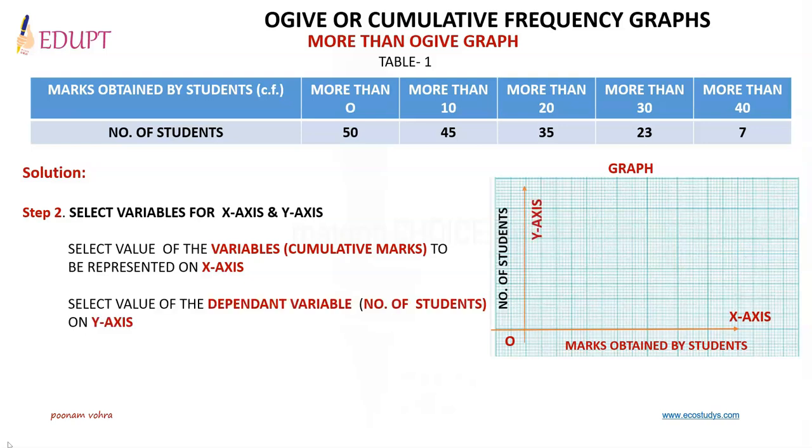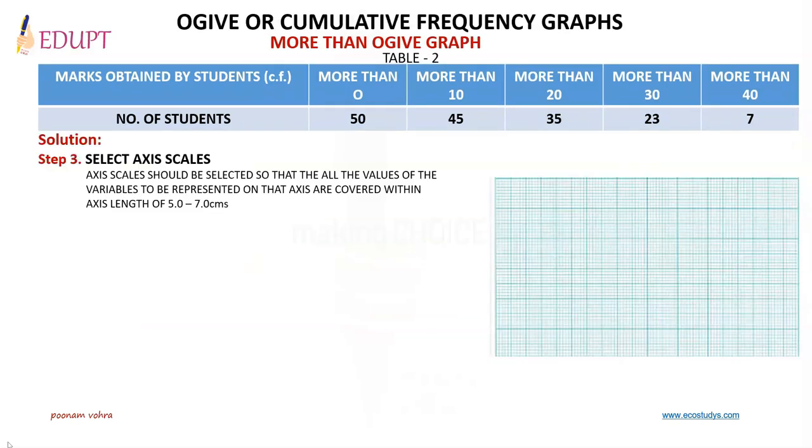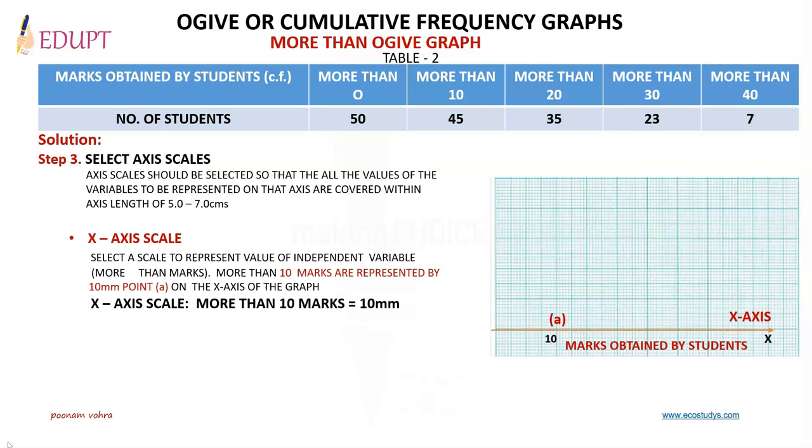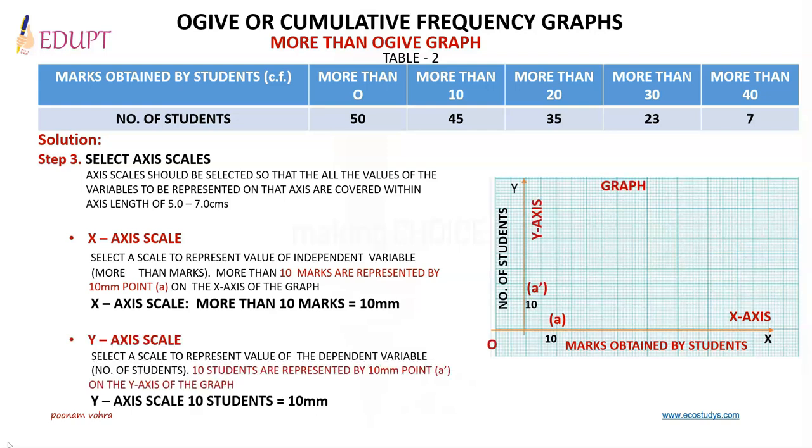X-axis would be independent variable, that is marks obtained by students, and y-axis dependent variable representing number of students. Next step is to select axis scales. For x-axis, scale taken is 10 millimeter to represent 10 marks, and y-axis scale represents 10 millimeter for 10 students, as is shown on the graph paper, represented by A on x-axis, A dash on y-axis.